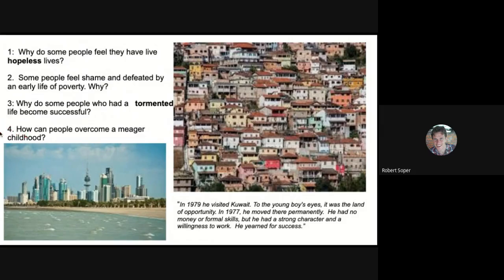Now let's look at question number 4. How can people overcome a meager childhood? Remember what meager means? It means either poor or sparse. So how can people overcome a meager childhood? Try and answer this question.